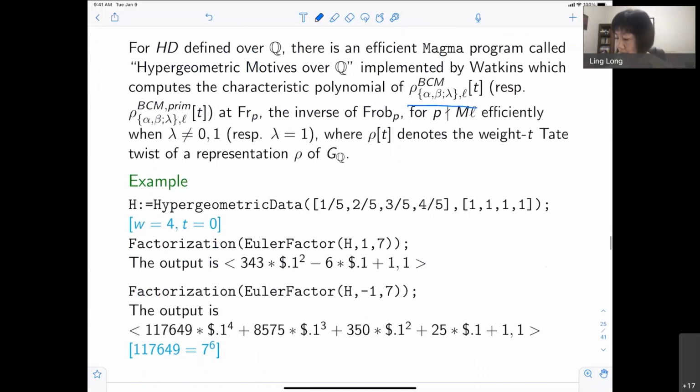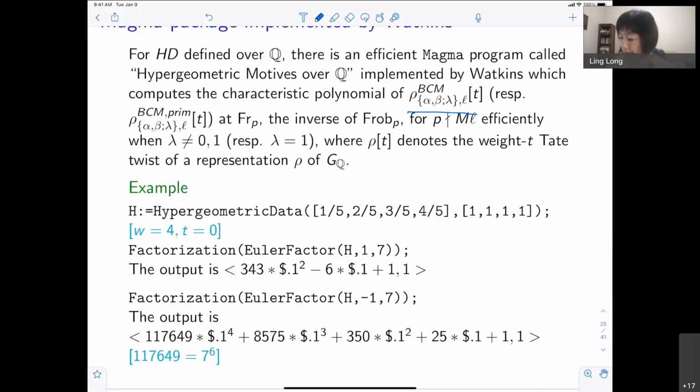Here's one example. If I'm looking at the Dwork degree 5, the Dwork family, the parameters that I type in are 1/5, 2/5, 3/5, 4/5, and then I type in 1, 1, 1, 1, or if you like, you can put 0, 0, 0, it doesn't quite matter. It will take the fractional part for you. And remember, in this case, the weight is 4. And the adjustment will be 0. I don't need any twist.